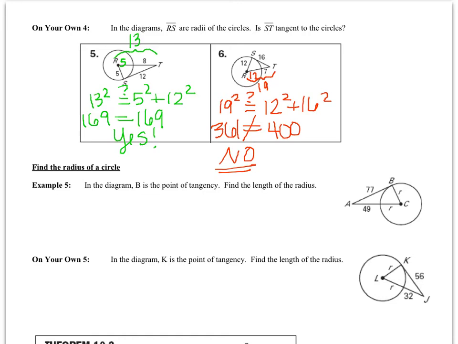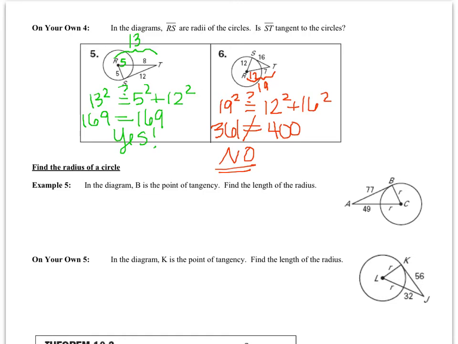The next example here, find the radius of a circle. It says in the diagram, B is the point of tangency. Find the length of the radius. So I would definitely say this is probably going to be one of the trickier examples for this lesson, simply because you have to use FOIL here.